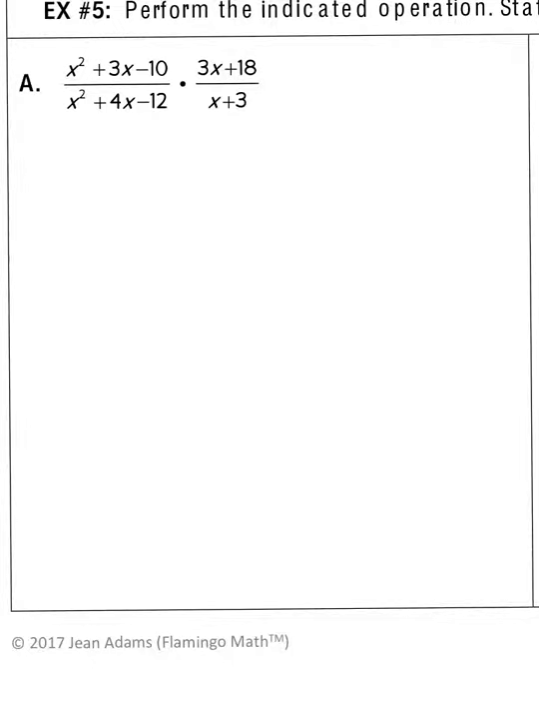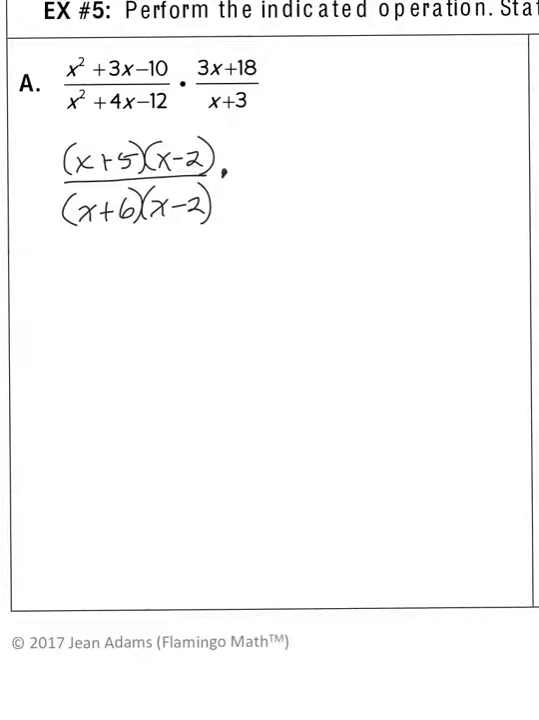Okay, so for A, the first numerator factors as x plus 5, x minus 2. Then its denominator factors as x plus 6, x minus 2. Then times, there's no keep, change, flip here because it's already multiplication. The numerator of the second fraction has a 3 as a GCF, so you get x plus 6 over, and then the denominator does not factor, so I'm just putting it in parentheses.